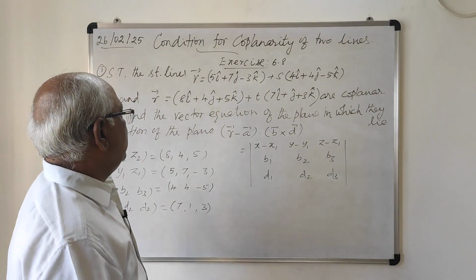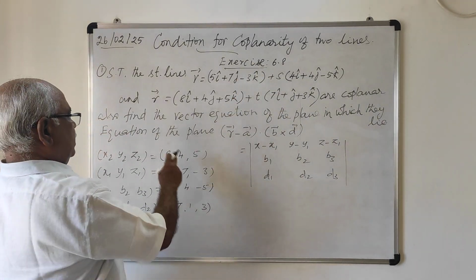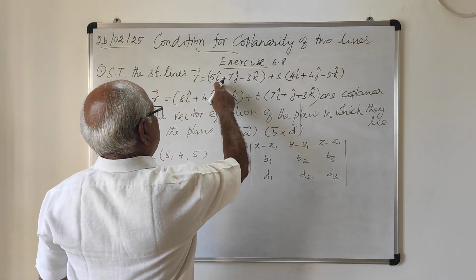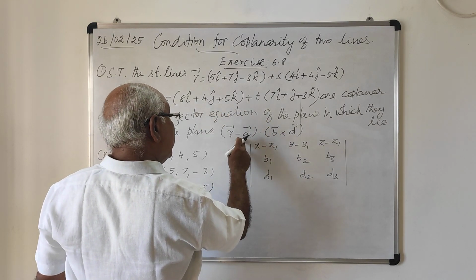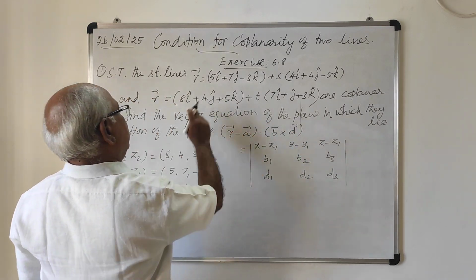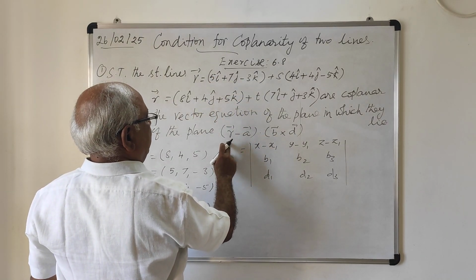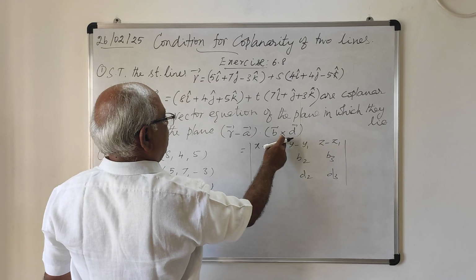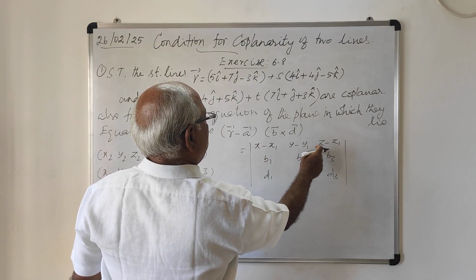Next, we have to find out the vector equation of the plane in which the two lines lie. For that, we have to take any one of the vectors, A vector or C vector, that is r minus A dot B cross D or r minus C dot B cross D. Both are correct because you can take either point A or C. I will take A vector: r minus A dot B cross D. A is x1, y1, z1. Therefore, x minus x1, y minus y1, z minus z1.